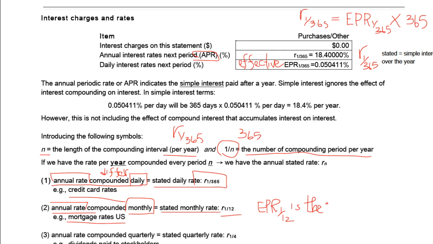I'm going to use a typewriter again. So EPR 1/12 is the monthly rate compounded monthly. Notice that those are the same. That's different than this amount, R1/12. 12 times EPR 1/12 is equal to R1/12.